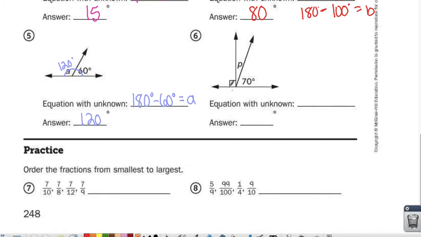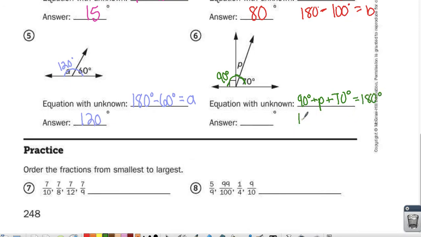And number 6, it looks like I have quite a few angles put together here. Okay, I have one right here. This has a symbol. It's not labeled, but this symbol tells me it is 90 degrees because it's a right angle. And then I have angle P. Then I have this 70 degree angle. So I know that 90 degrees plus angle P plus that 70 degrees is equal to 180 degrees.